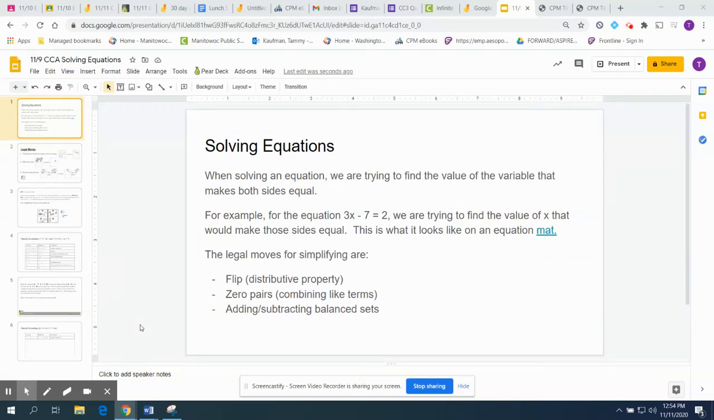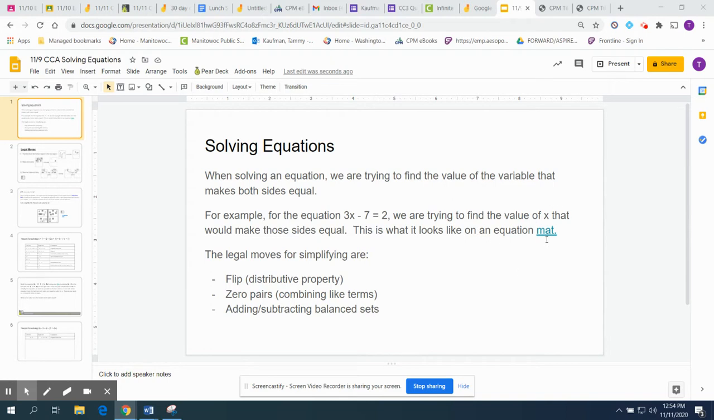Okay, so we're going to take another look at solving equations. Just a reminder, when we're solving an equation, we're trying to find the value of a variable that makes both sides equal. For example, if we look at the equation 3x minus 7 is equal to 2, probably in your head you can figure out that x would be 3, because 3 times 3 is 9, minus 7 is 2. But we're going to practice doing this on our tile mats and the legal moves.